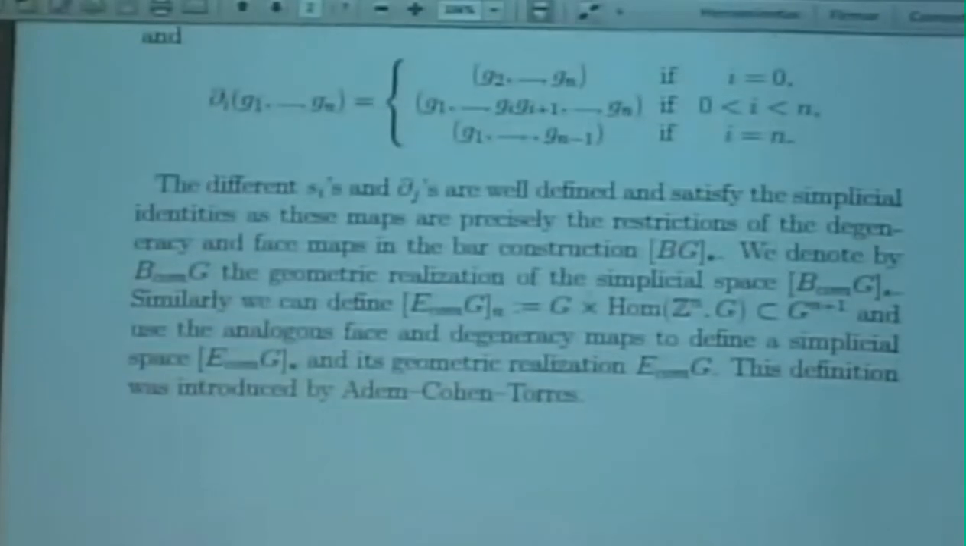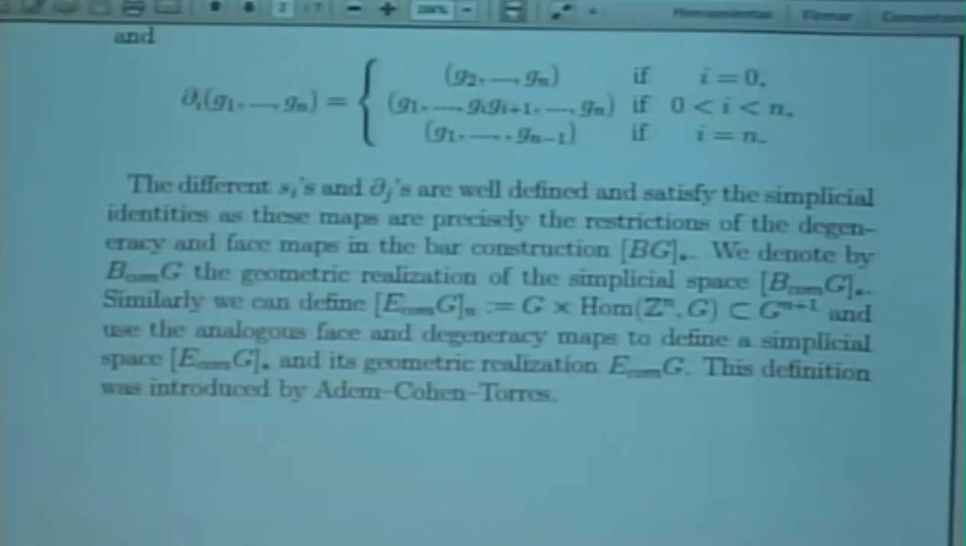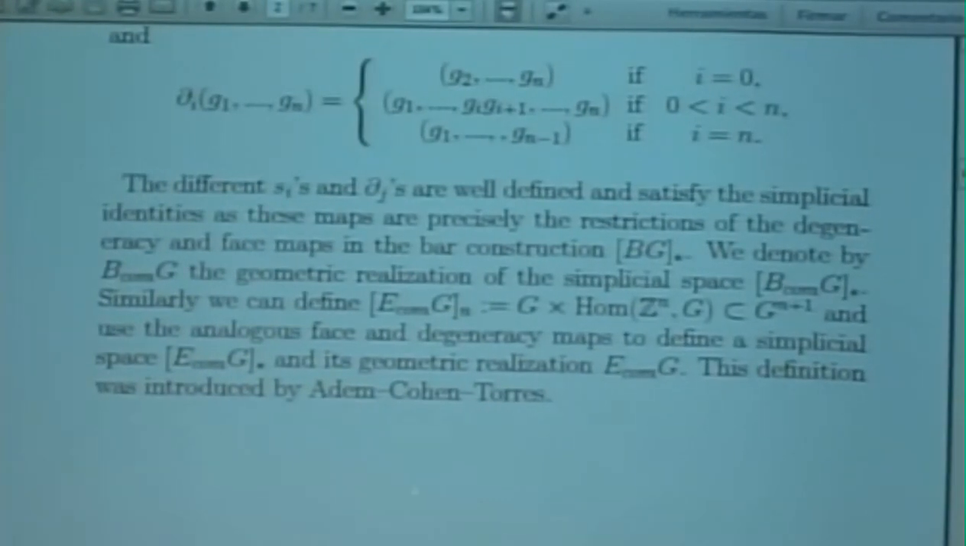Now the different s_j and delta_j are well defined and satisfy the simplicial identities, as these maps are precisely the restrictions of the degeneracy and face maps in the bar construction. And so now we're taking them all at the same time, and we put them into this simplicial space. And what we can do is take the geometric realization of this simplicial space. And that's a space we're going to call B_comm(G).